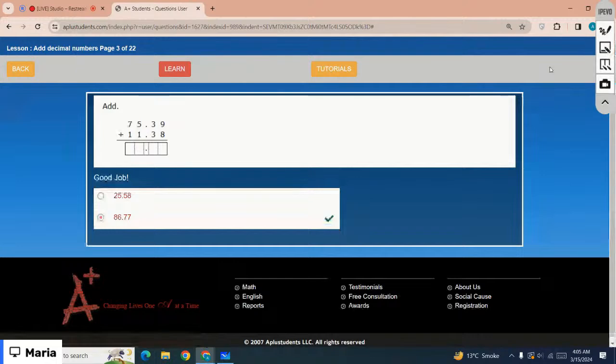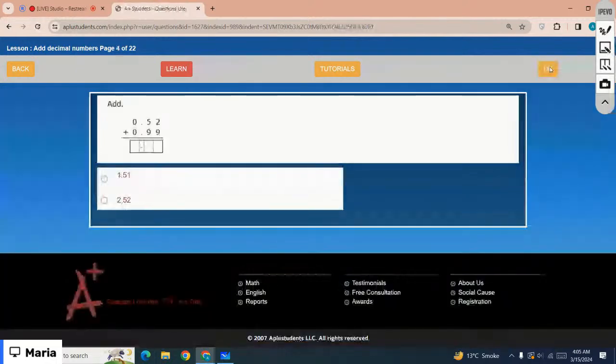Okay, the next one is add 0.52 plus 0.99. So which is the correct option? The correct option is 1.51. Option number 1 is the correct option, right? That is 1.51. Very good.